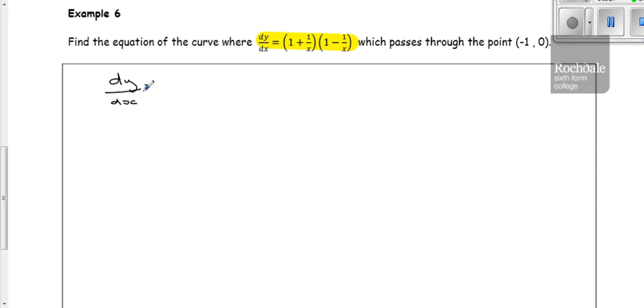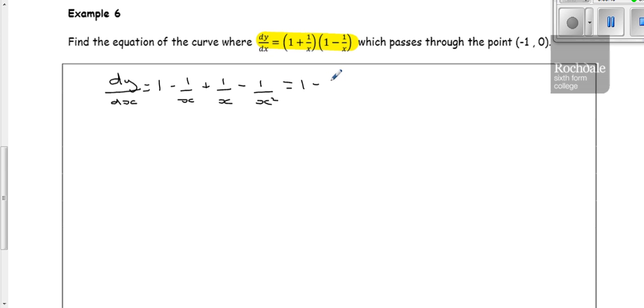So when we expand the bracket out, make sure that you're getting this bit right, because otherwise the rest of the question will go wrong. We've got 1 times 1, and then we get minus 1 over x, and then this times 1 is plus 1 over x. You might have spotted before now that those would cancel, in which case you've saved yourself a little bit of ink. Plus and a minus make a minus, and then we've got 1 over x squared.